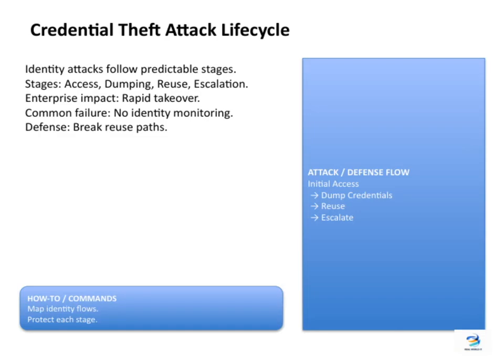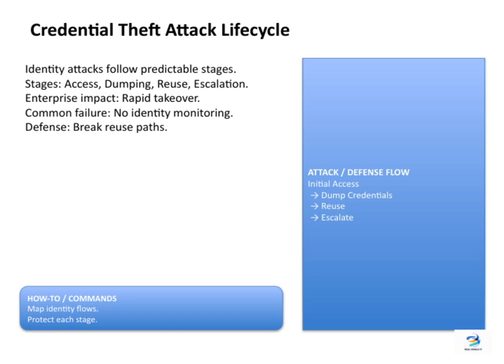Let's take a closer look at the attack and defense flow here. It all begins with initial access, where an attacker gains entry into the system. From there, they often move on to dump credentials, extracting sensitive information like passwords. Once they have those credentials, reuse becomes possible, allowing them to access other parts of the network without needing to re-exploit vulnerabilities. After that, escalation is the final step, where they elevate their privileges to gain full control.